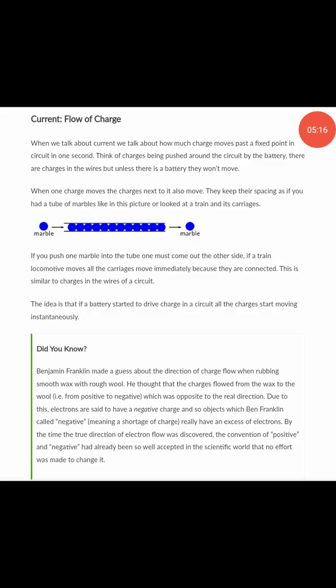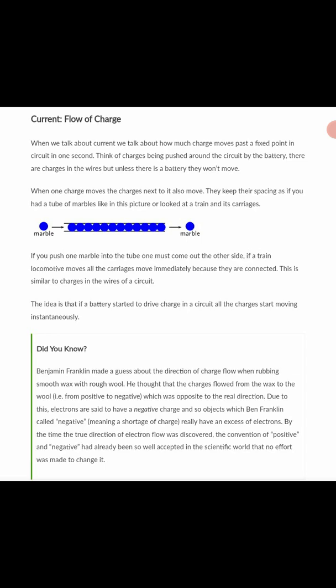Okay, quickly, current. We're talking about current. Current, I said earlier in the beginning of the class, is the flow of charges, the flow of electrical charges. When we talk about current, we talk about how much charge moves past a fixed point in a circuit in 1 second.